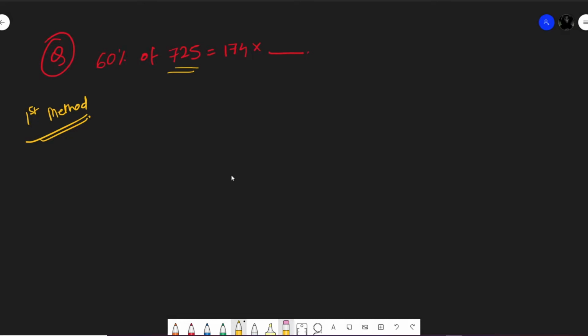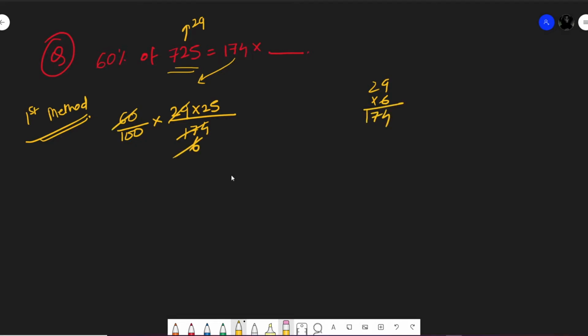So we know that 725 is divisible by 25, right? So it can also be written as 60 by 100 into 725. We can write this as 29 into 25, because if we divide this by 25, it will become 29, right? And the 174 comes down below, so 174, right? Now 29 into 6 equals 174.